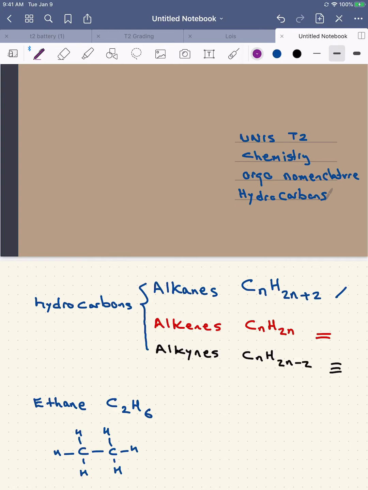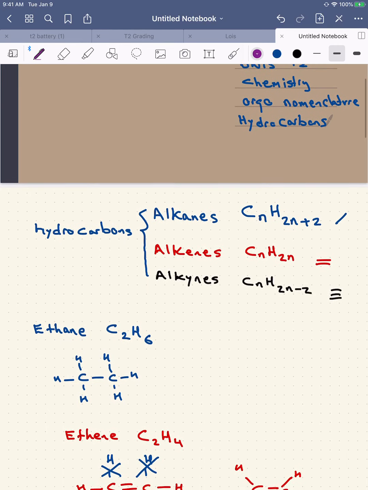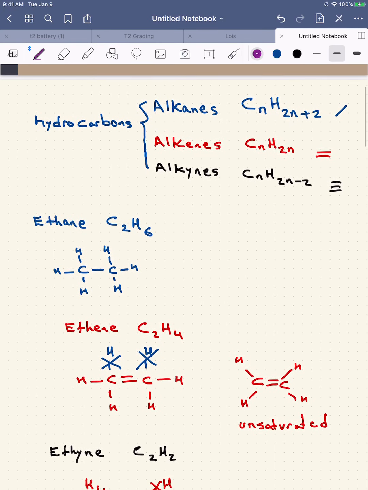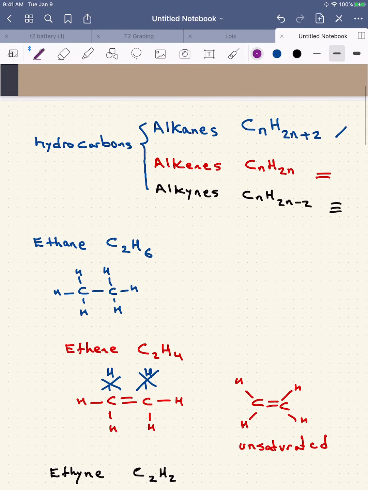So we are going to look at more nomenclature, and this time I'm going to speak and elaborate on alkenes and alkynes. But first, let's look at it. Hydrocarbons are made from carbon and hydrogen only, and we already looked at alkanes, which are saturated. They have a generic formula of CnH2n+2, and they have just single bonds.